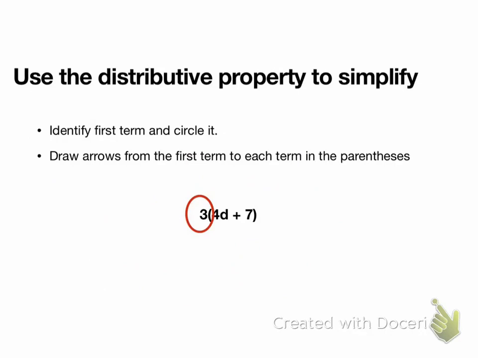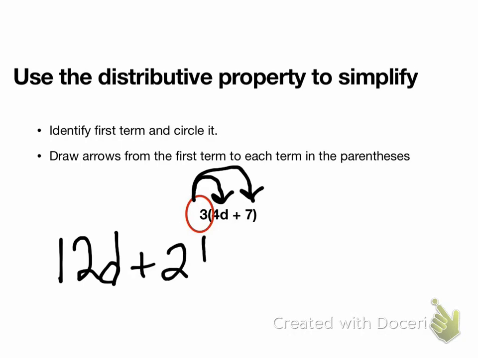Now you can also use the distributive property. To use it, you identify the first term and circle it. I've circled the 3, that's my first term. Then I'm going to draw arrows from the first term to each term inside the parentheses. I want to multiply 3 times 4D, so I distribute the 3 to the 4D, and that gives me 12D. Then I multiply the first term times the next term in the parentheses: 3 times 7 gives me 21. We still get the same answer, it's just a different method.